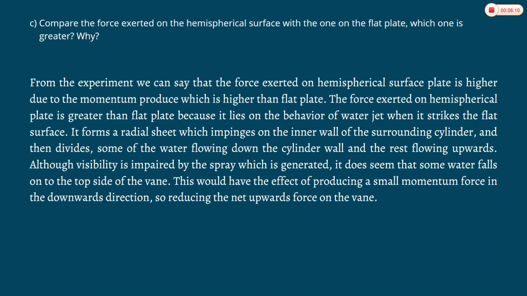It forms a radial sheet which impinges on the inner wall of the surrounding cylinder and then divides, with some of the water flowing down the cylinder wall and the rest flowing upwards. Although visibility is impaired by the spray which is generated, it does seem that some water falls on the top side of the vane. This will have the effect of producing a small momentum force in the downwards direction, so reducing the net upwards force on the vane.